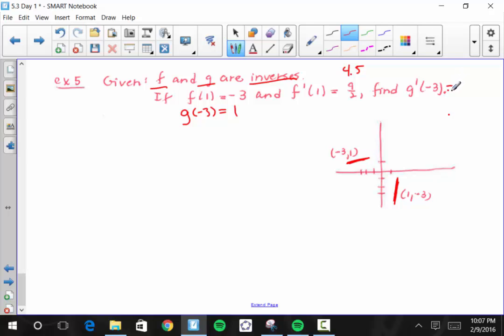But g prime of -3, well, we don't know. It's the reciprocal. We're just guessing. It should be 1 over f prime of 1, hopefully they give us enough information. Did they give us f prime of 1? Good. Yes, they did. So we have 1 over 9/2, which is equal to 2/9. And that's a pretty flat line right there, just like I expected it to be. So that's how you do these problems, guys. I hope this makes sense.